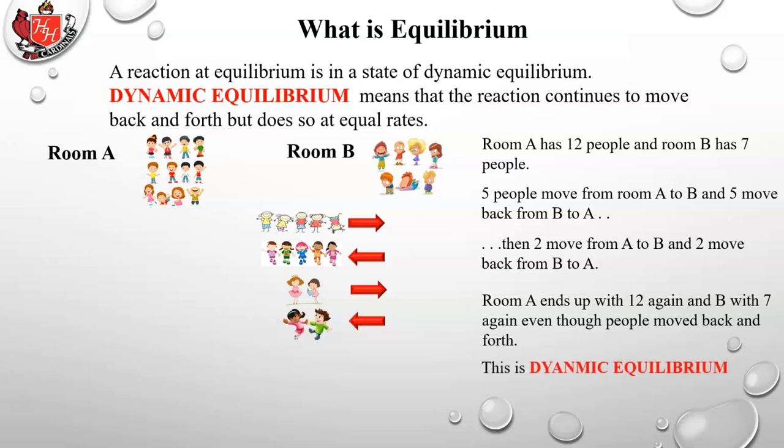This is dynamic equilibrium. So they stay at their equilibrium numbers, but it doesn't mean it's exactly the same children. They can move back and forth, but at any time you'll have 12 in room A and 7 in room B.